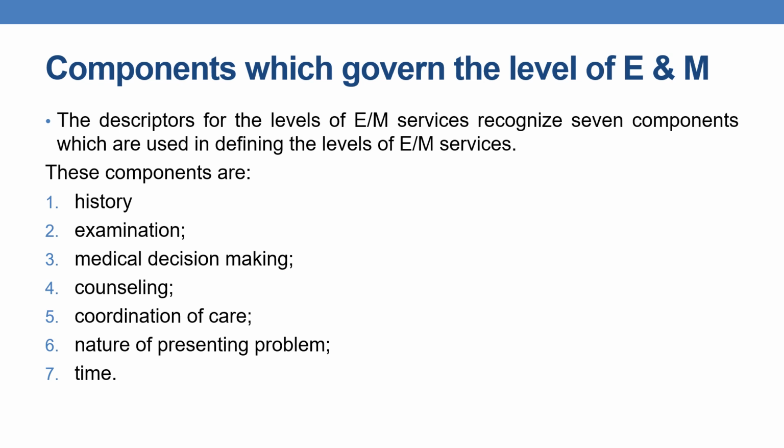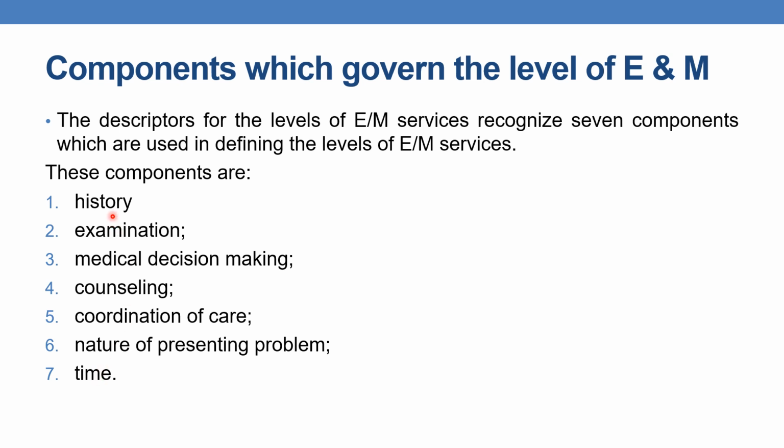Now, let us discuss the components which govern the level of E&M. The descriptors for the level of E&M services recognize 7 components which are used in defining the levels of E&M services. This is an important point. 7 components govern the level of E&M. So what are these components? The components are history, examination, medical decision making, counseling, coordination of care, nature of presenting problem, and time.